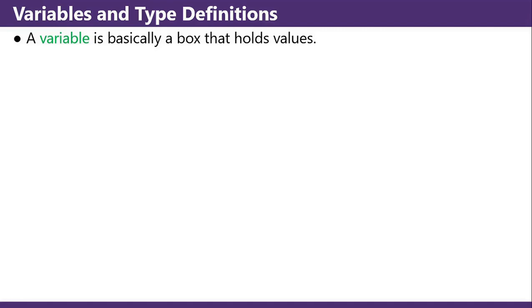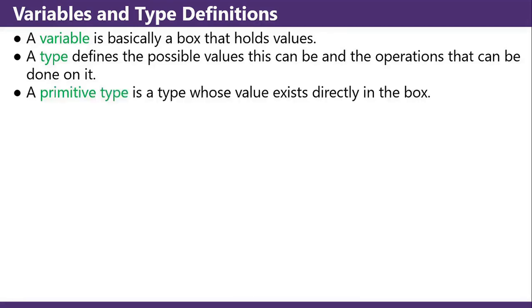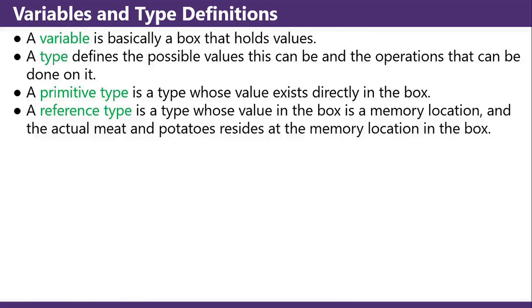A variable is basically a box that holds values. A type defines the possible values this can be and the operations that can be done on it. A primitive type is a type whose value exists directly in the box. A reference type is a type whose value in the box is a memory location, and the actual meat and potatoes resides at the memory location in the box.